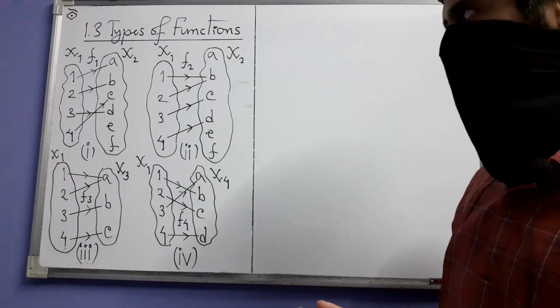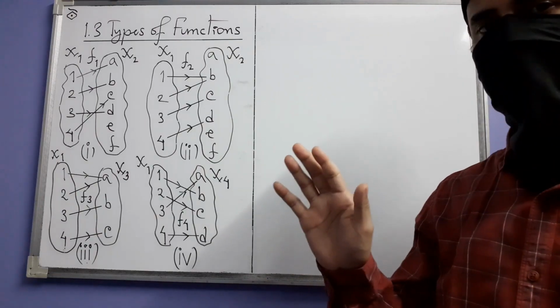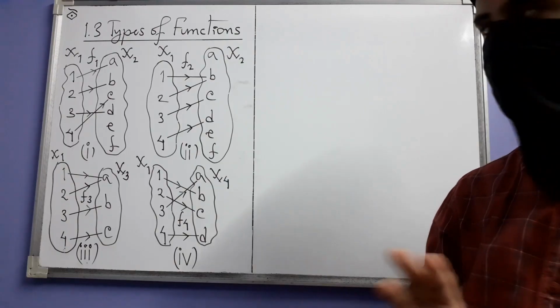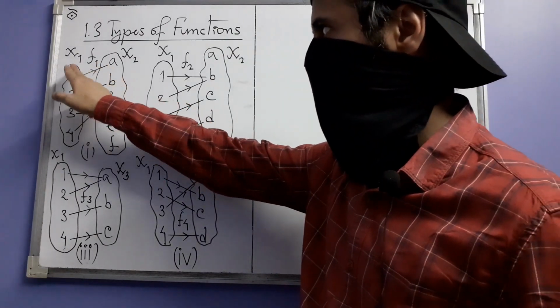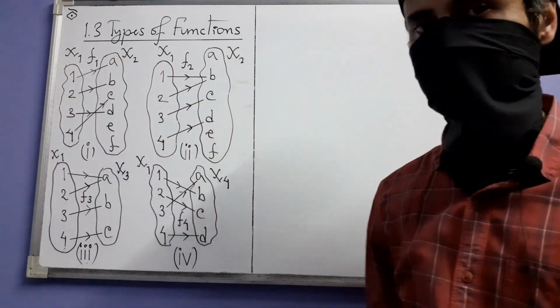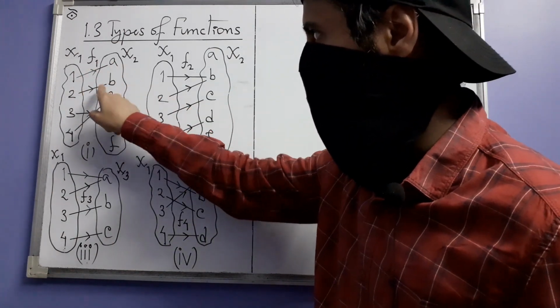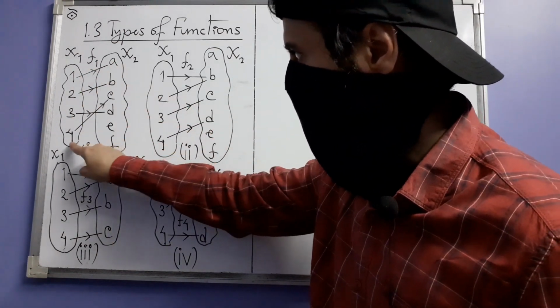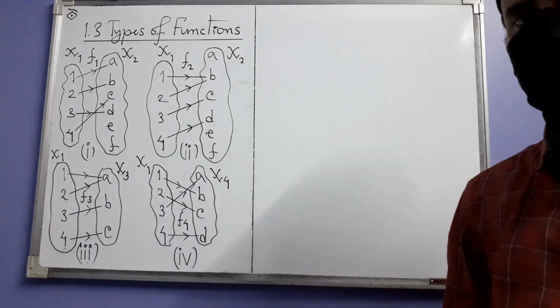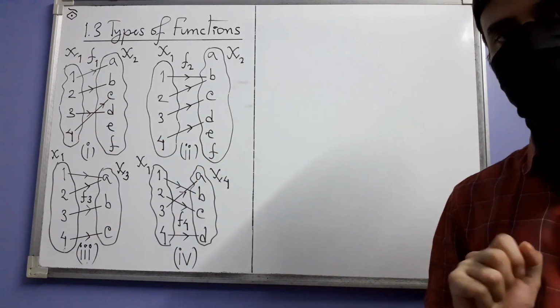And the relation, let us not call f1 straight away a function. The relation f1 relates the elements of x1 to the elements of x2 in this way. 1 is related to a, 2 to b, 3 to d and 4 to c. And now is this relation a function?